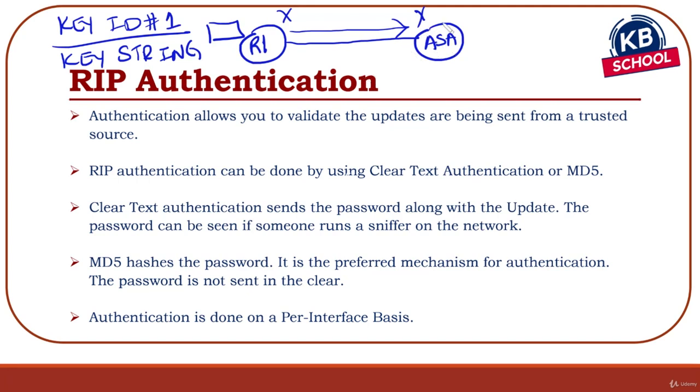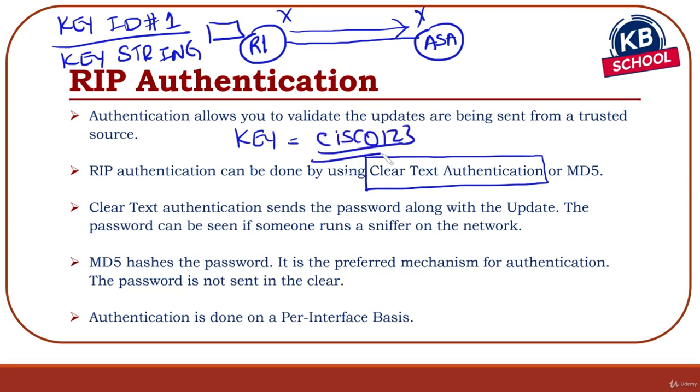All right. Authentication can be done in two different ways. You can do it based on clear text, which is the default. Not recommended because in this, the password, the key, is sent in clear. So if my key was Cisco123 and I was running a sniffer, you could actually see the key. The preferred mechanism is MD5.